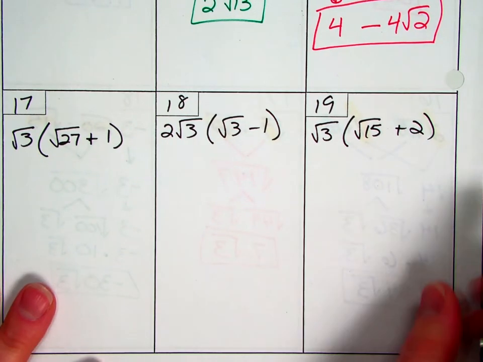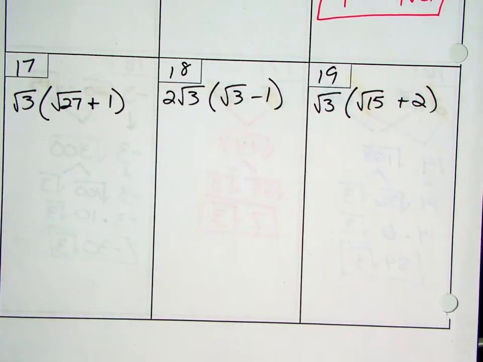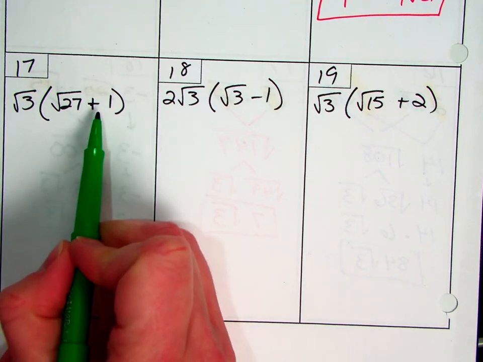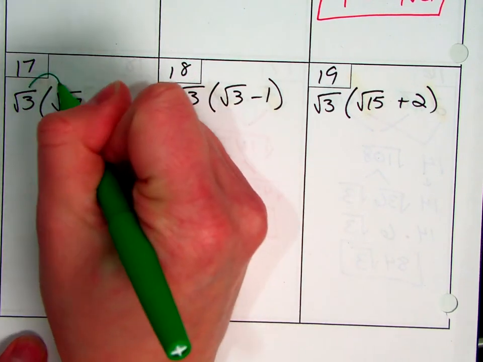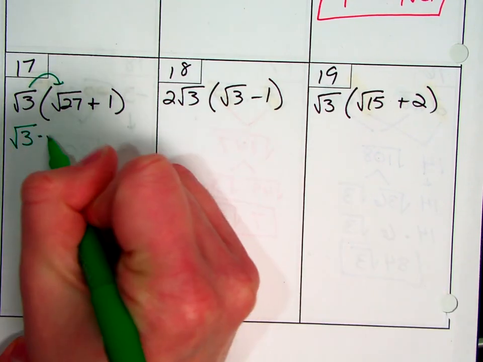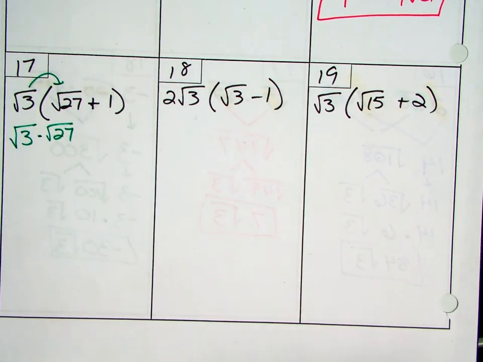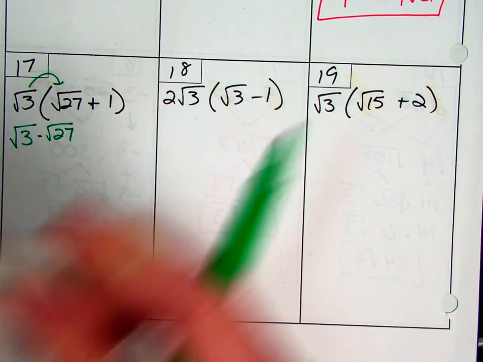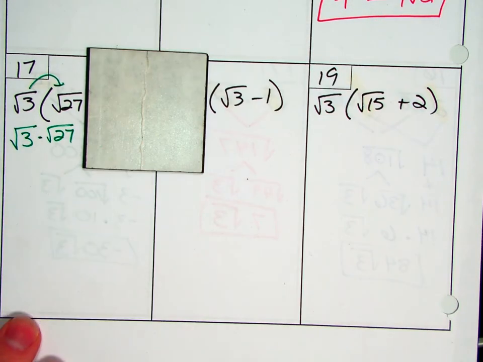All right, so let's look at 17, 18, and 19, which are very similar to that. So again, since there's a plus sign in here, we're going to have to distribute. So we're going to do square root of 3 times square root of 27 as our first step. I'm going to completely ignore this plus 1 for now and just distribute that.